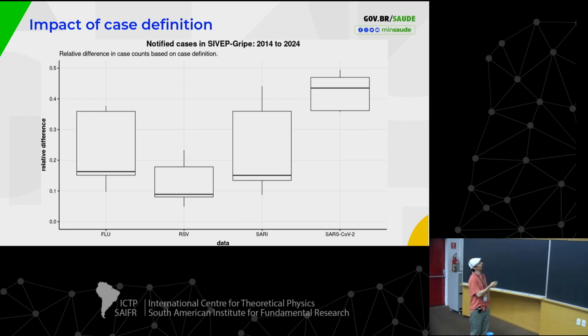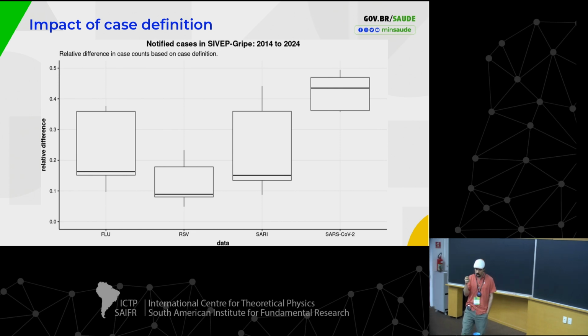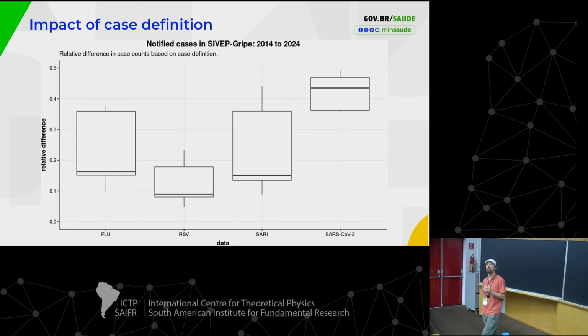And what we see is that, for influenza, I have a difference of the order of 15%. So when I apply the actual case definition, I lose about 15% of all the cases that have been inserted into my database. Now, what is going on with those 15%? I have absolutely no idea.